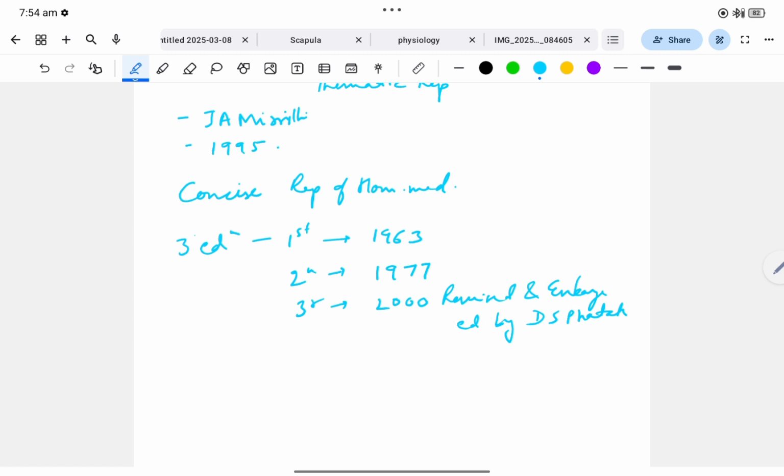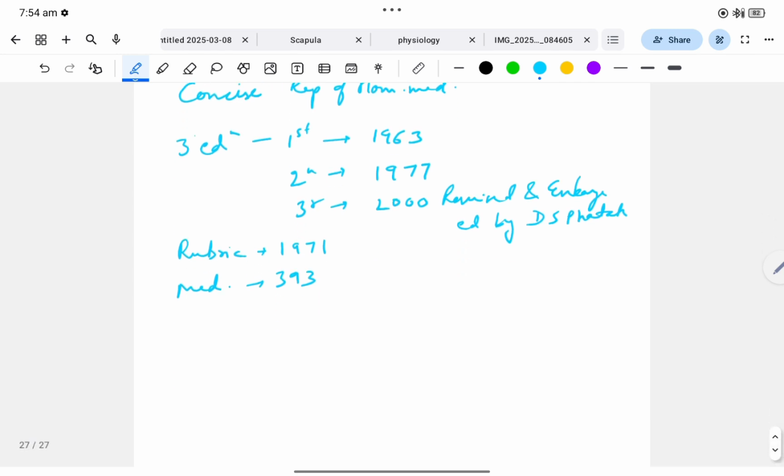Total number of rubrics in this repertory is 1971. Total medicines in this is 393. Total number of medicines. And this repertory is in alphabetical order.